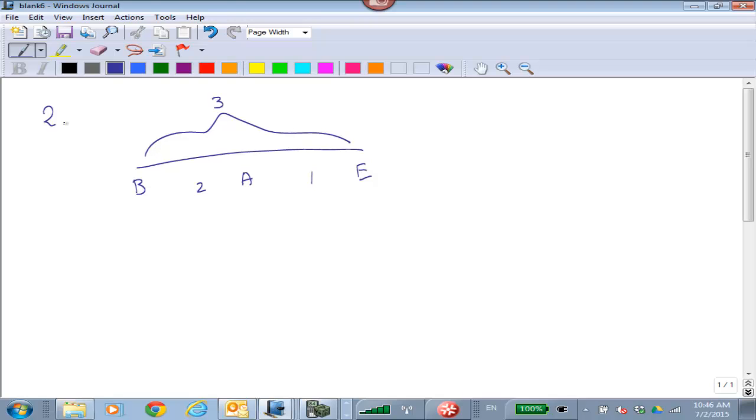For question 2, you have this fact: E lies on BA produced. This is always a picture. If I read the question, BE is 3AE. So usually, how do I find the ratio? I let AE be 1. Then BE, the whole thing, is 3, so this part is 2. Is it okay so far?